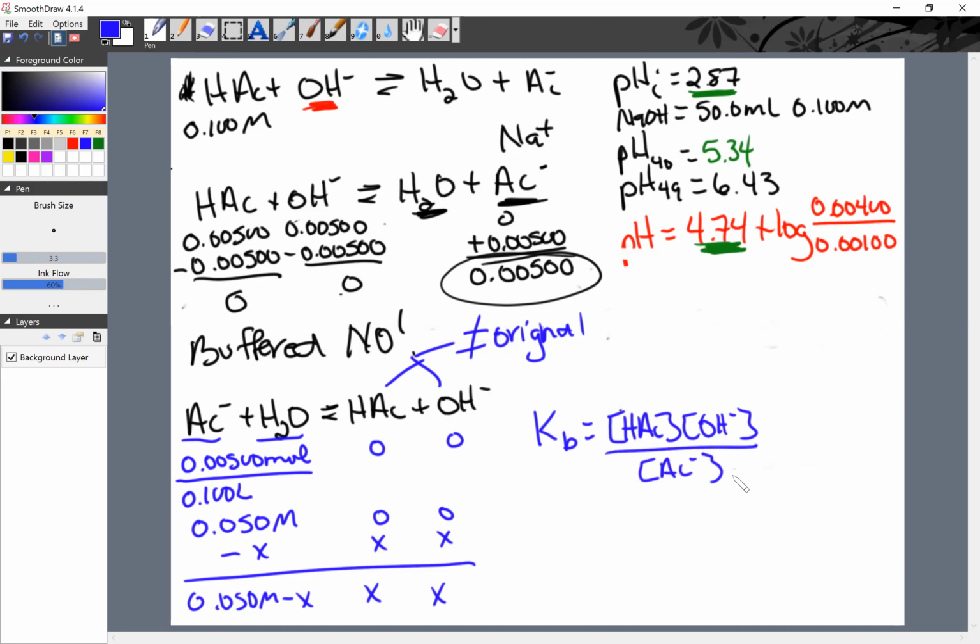So where do I find the KB? You can look on the sheet, but normally you have to use the KA. So the KW divided by the KA equals the KB. And that number is 1 times 10 to the minus 14th divided by 1.8 times 10 to the minus 5th, and 5.6 times 10 to the minus 10th. Somebody confirm on that, please. Yep. Excellent.